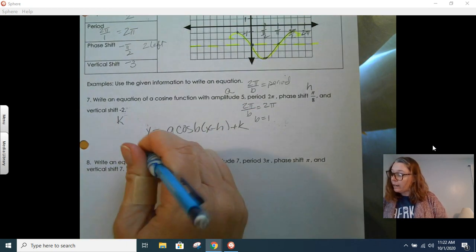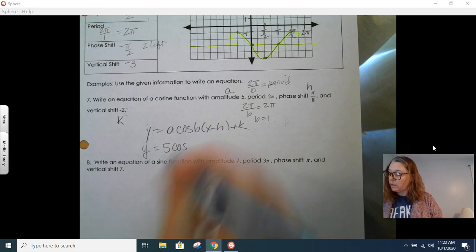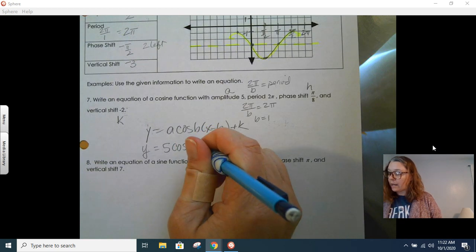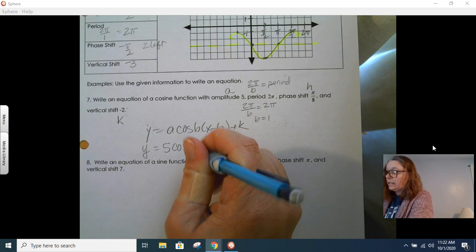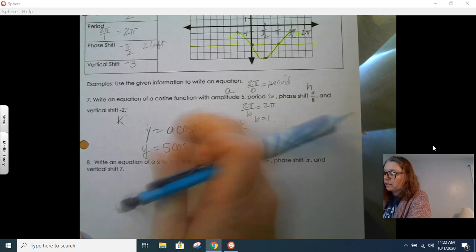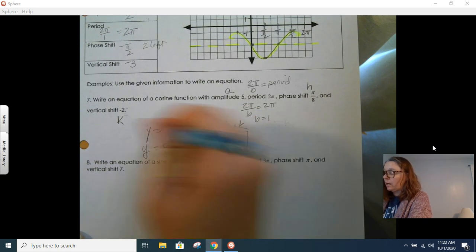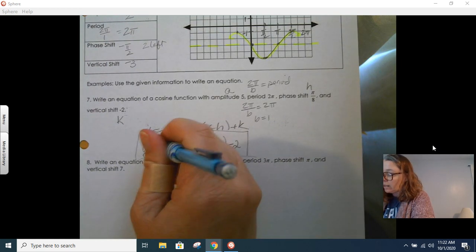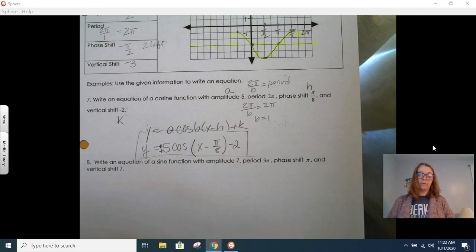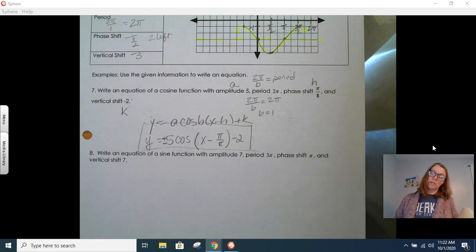So y equals 5 cosine of, well, b is 1, so it's just 1 times x or theta, whatever you prefer, pi over 8 in parentheses. So I don't really need this 1 here. If you have it there, it's not the end of the world, but you don't need it. And then plus k, so minus 2. Done. Now, remember, because of amplitude, it could be flipped over. This could be positive or negative. You could have it flipped over and the same information. I don't know why I wrote positive, positive. But if you put positive, negative there, fine. But it says write an equation, so if you didn't, that's also fine.